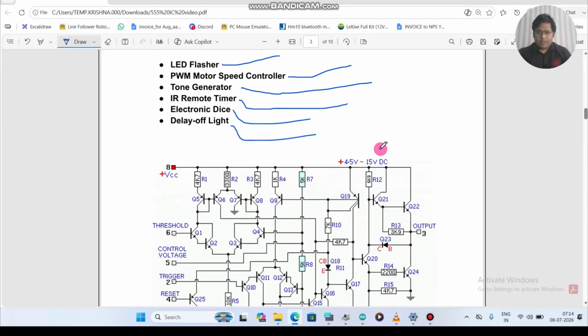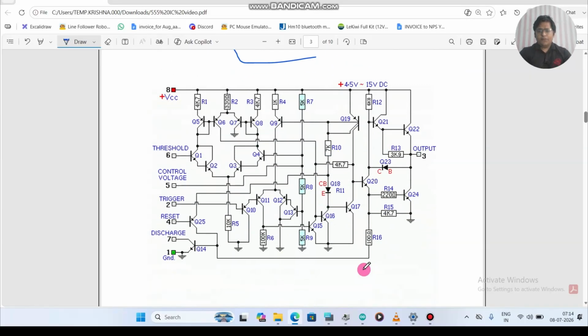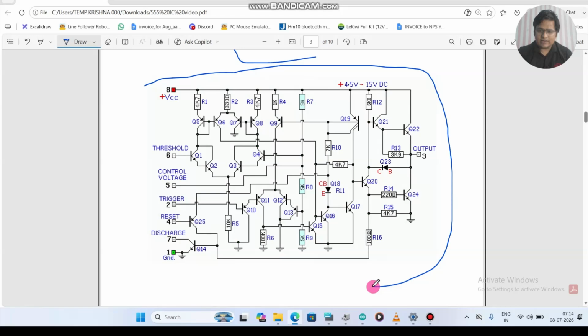Okay, now what is an IC? IC stands for integrated circuit. Inside the 555 IC you can see these are the components. These many components are there inside a small silicon chip.